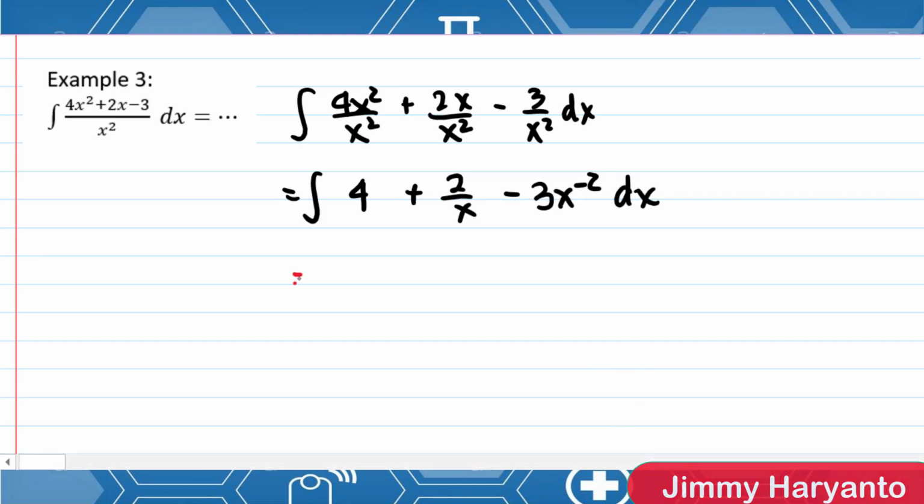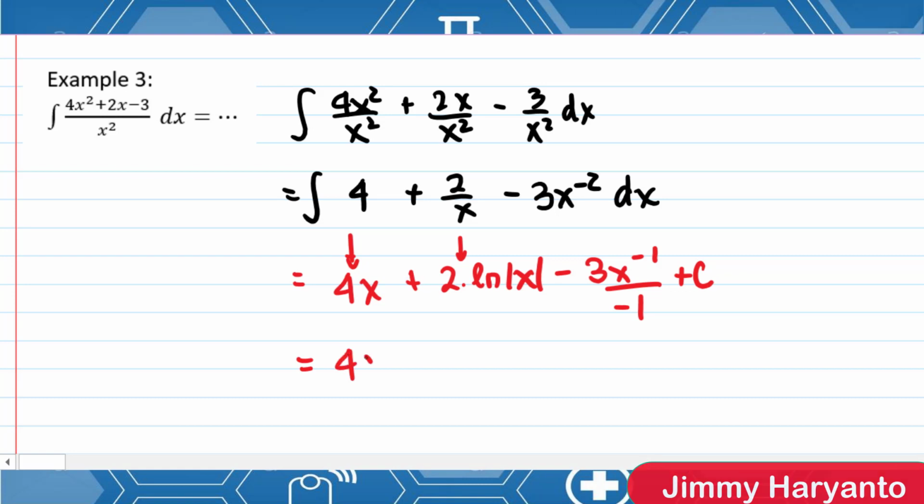After that, I can integrate this one into 4x, and this one into 2 times 1 over x becomes ln x. And then minus 3 x to the power of negative 2 becomes x to the power of negative 1 over negative 1, and then plus c. So the result will be 4x plus 2 ln x, minus becomes plus, because this and this become plus, and then 3 x to the power of negative 1 means 3 over x, and then plus c. There you go. This is example 3.